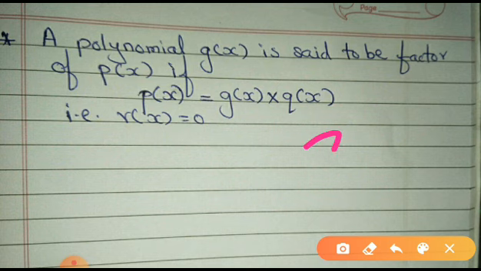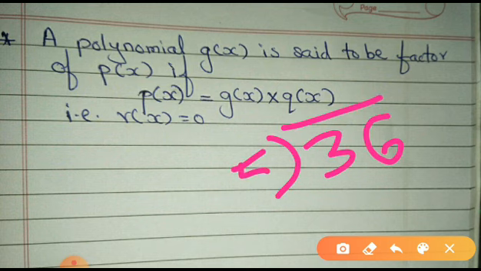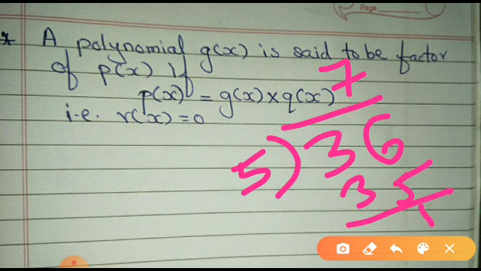Again, if I am taking an example, suppose I want to divide 36 by 5. Now 5 7s are 35. What is the remainder? It is equal to 1. So is my 5 a factor of 36? No. So I can say 5 will be a factor of 36 only when I get the remainder as 0.